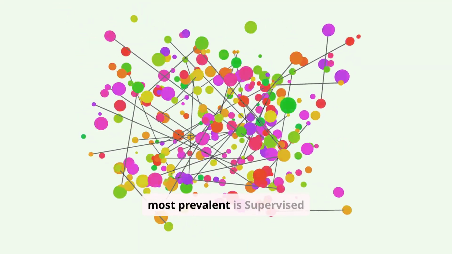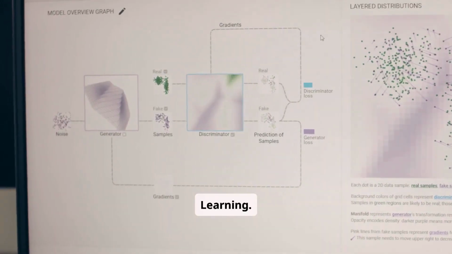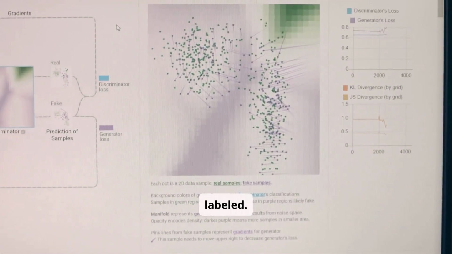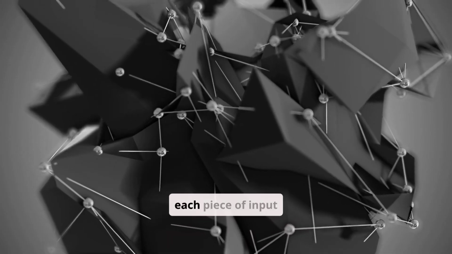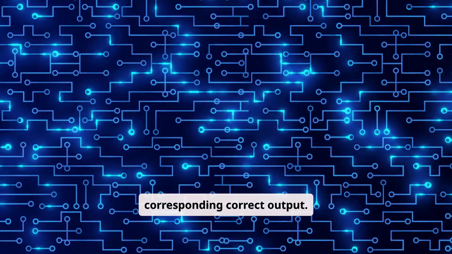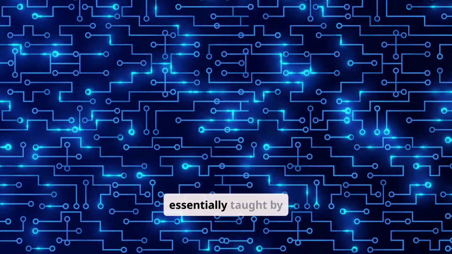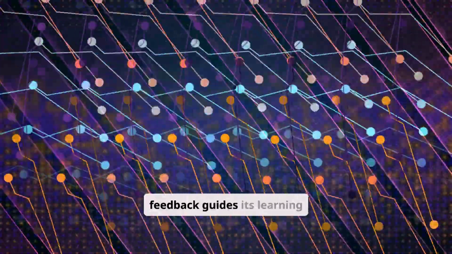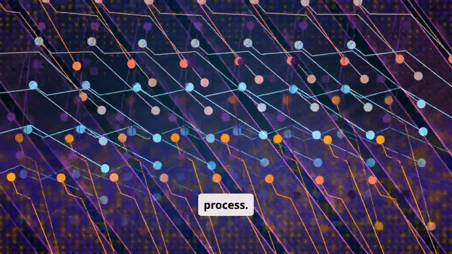One of the most prevalent is supervised learning. This method learns from data that has been meticulously labeled. In supervised learning, each piece of input data is paired with its corresponding correct output. The algorithm is essentially taught by example, with the desired outcome explicitly provided. This direct feedback guides its learning process.